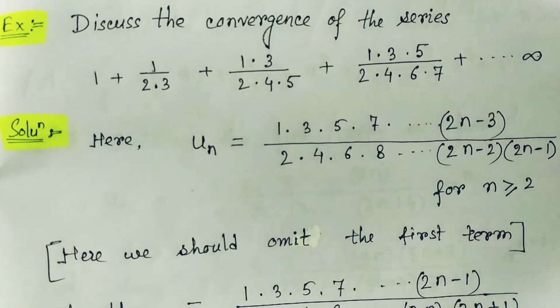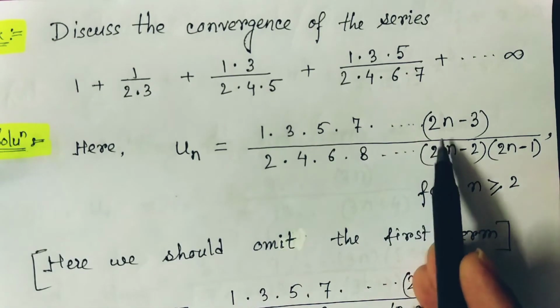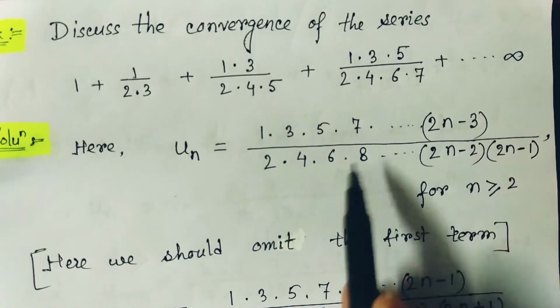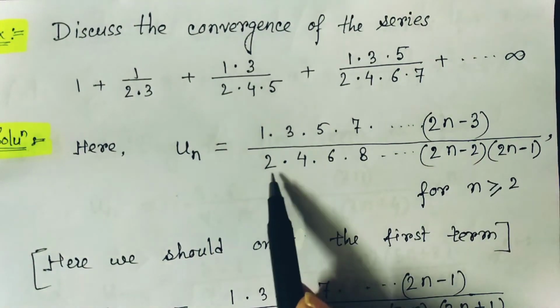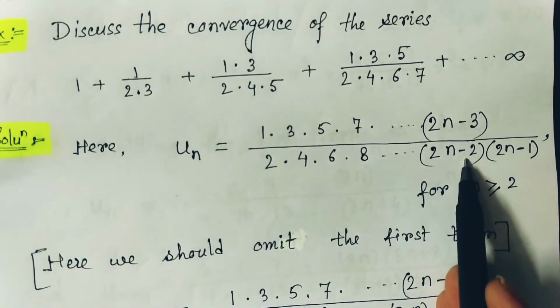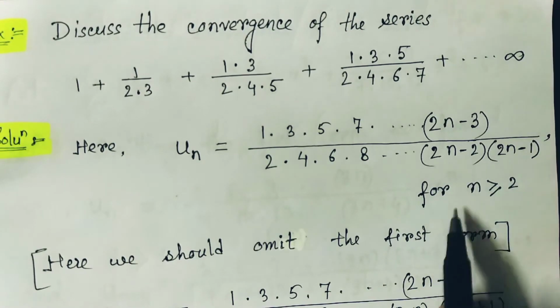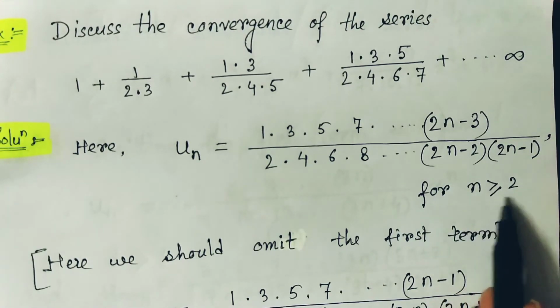So the first question is: discuss the convergence of the series 1 plus 1 by 2 into 3 plus 1 into 3 by 2 into 4 into 5 plus, in this way. So here definitely un is 1 into 3 into 5 into 7, up to 2n minus 3, and the denominator is 2 into 4 into 6 into 8, in this way, up to 2n minus 2 into 2n minus 1, where definitely n is greater than or equal to 2.